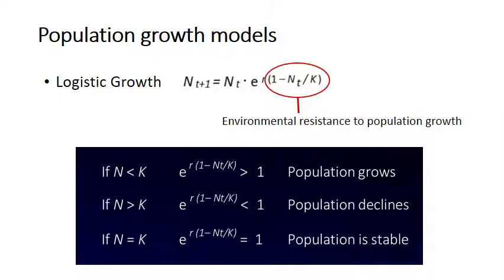So that final section of the logistic growth model, which I've circled, 1 minus N_t over K, essentially describes environmental resistance to population growth. If population size N is smaller than K, the carrying capacity, then that part of the equation is greater than 1 and the population grows. If population is greater than the carrying capacity, then that part of the equation is less than 1 and the population declines. And if population is equal to carrying capacity, then environmental resistance to population growth is equal to 1 and the population remains stable.